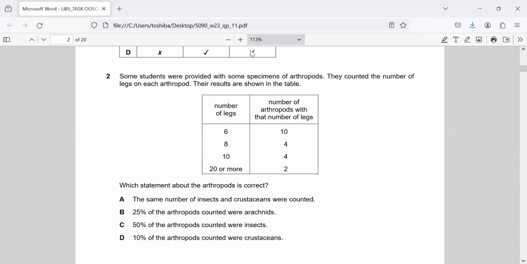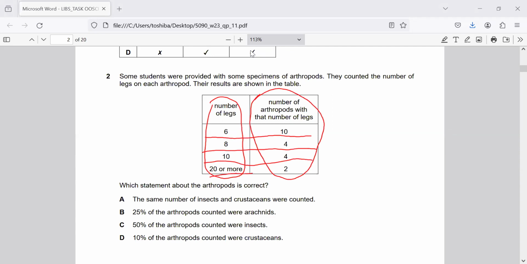Question 2 says that some students were provided with some specimens of arthropods. They counted the number of legs on each arthropod. Their results are shown in the table. So these are the results: the number of legs and the number of arthropods with that number of legs. 6, 10; 8, 4; 10, 4; and 20 or more, 2. In total, these are 20. As we all know, insects have six legs and they are 10 out of 20, so insects are 50%.